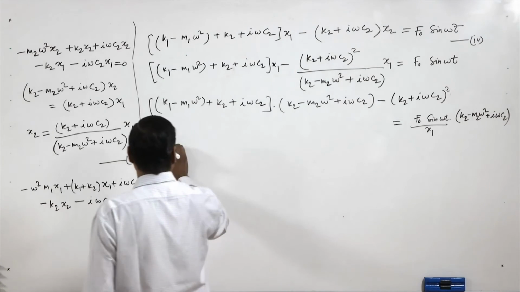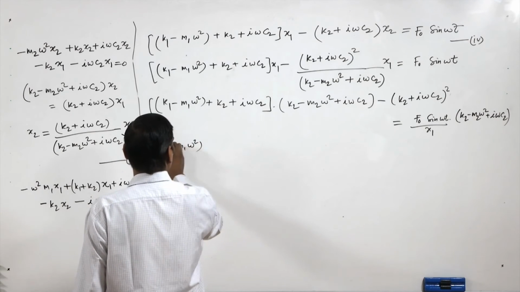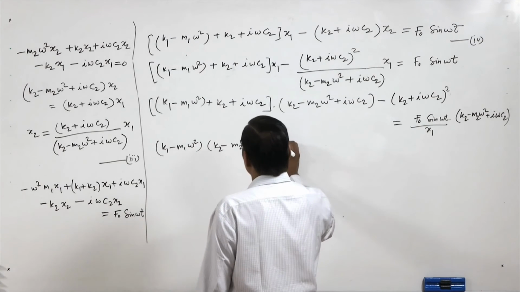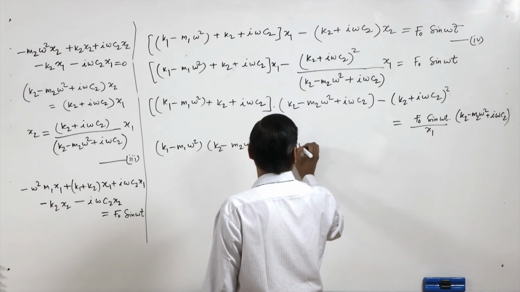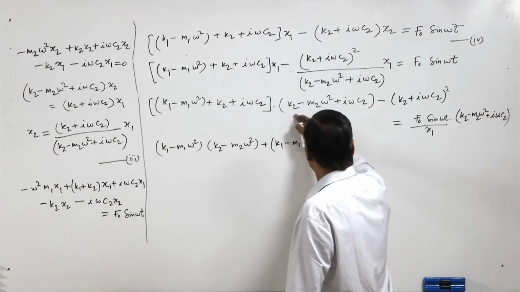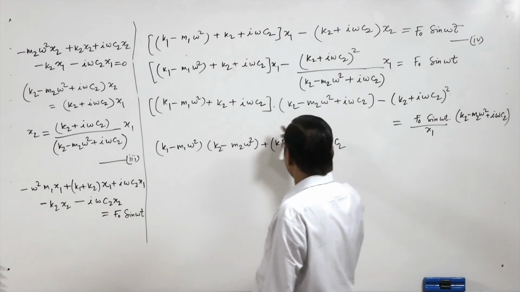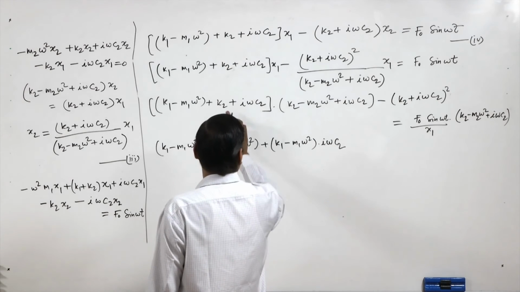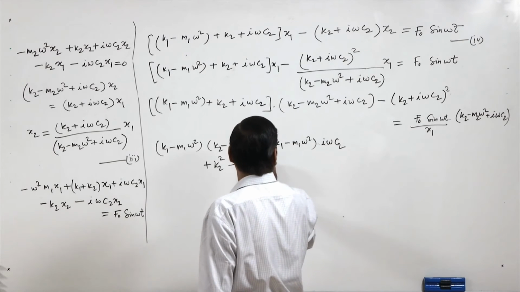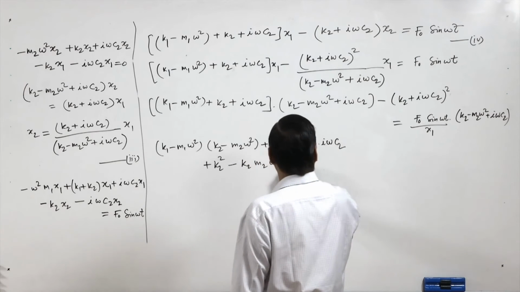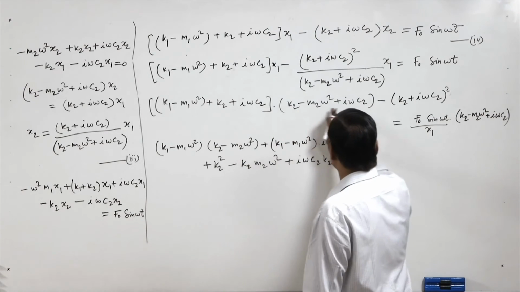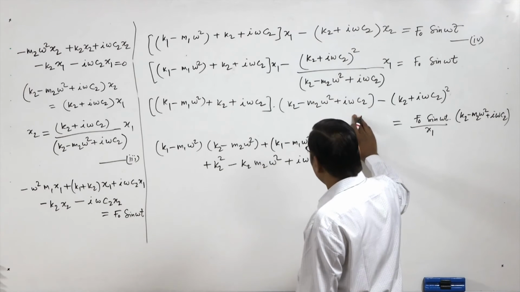So we multiply this, so we will have (k1 - m1 ω²)(k2 - m2 ω²) plus (k1 - m1 ω²)(iωc2). So we multiply this with this term and this term. Now we multiply these terms to these terms. So plus k2, we multiply: k2² minus k2 m2 ω² plus iωc2 k2, and here iωc2 will multiply all the terms.